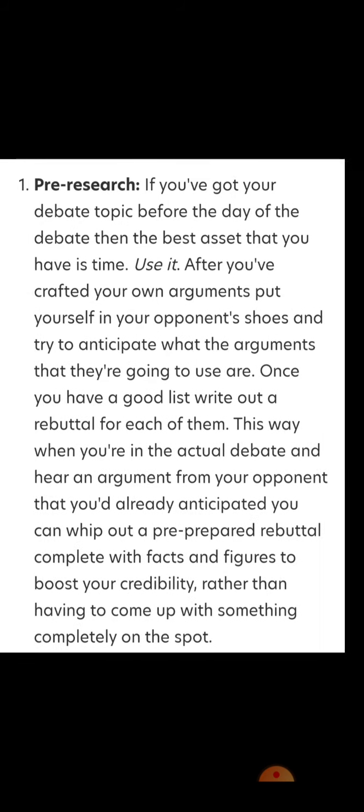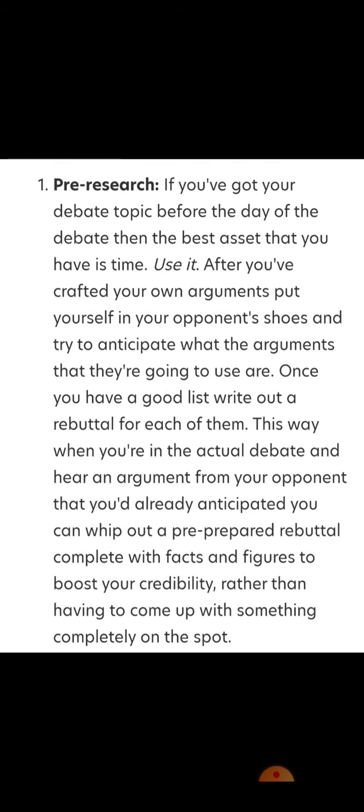So these include pre-research. Although in the previous part I told you that rebutting is a very difficult task, but no, nothing is difficult. If you have researched earlier, a day before, then use that. After you have corrected your own arguments, put yourself in your opponent's shoes and try to anticipate what arguments they are going to use.